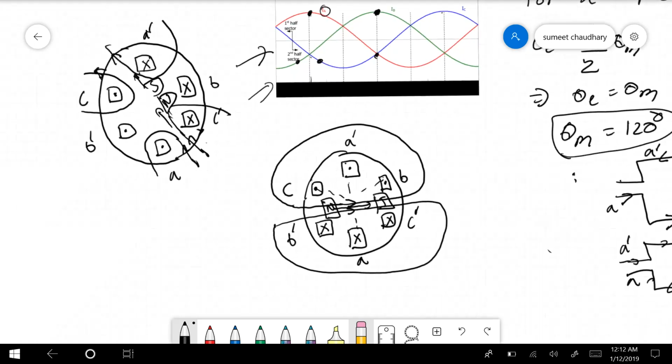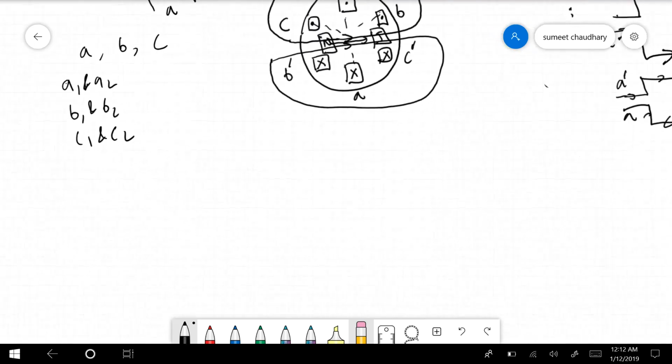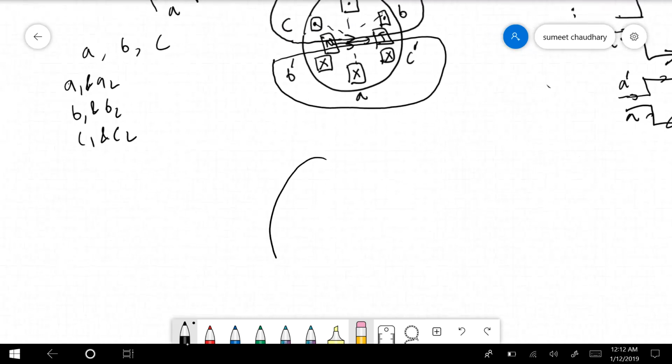Now a question might be raised: what happens if we have two windings per phase? In this particular scenario that I've explained, we have only one winding per phase. So what would happen if we have two windings per phase? What I'm trying to say is that here you have just A, B and C. But what if you had two windings, like you had an A1 and an A2, a B1 and a B2, and a C1 and a C2? What would happen then? So let me just redraw this figure and let's see how your stator would look like.